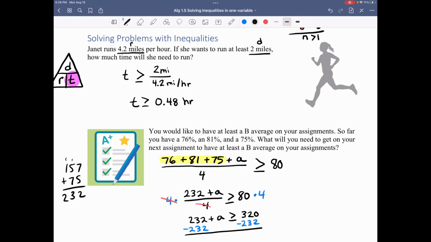So I'm just going to bring it up here so you can see, the 232's cancel. We're left with a, that's our assignment, has to be greater than or equal to, had to borrow, I have to get an 88. So when I subtracted, I got 88. My next assignment has to be an 88 for me to have a B average on my assignments, or higher than that.